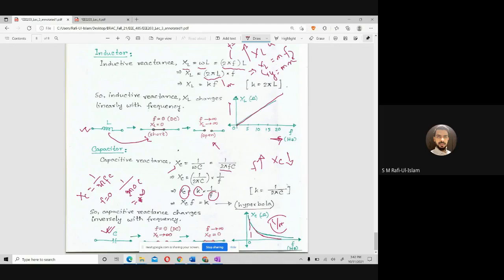At very high frequency, if I put f equal to, let's say, 10 to the power 6, what does it mean? Xc is very small, right? You are dividing the whole thing by 10 to the power 6. So Xc would be almost 0, close to 0. So at high frequency, the capacitor will behave as a short circuit. Any problem so far? No, sir. Okay, thank you so much.